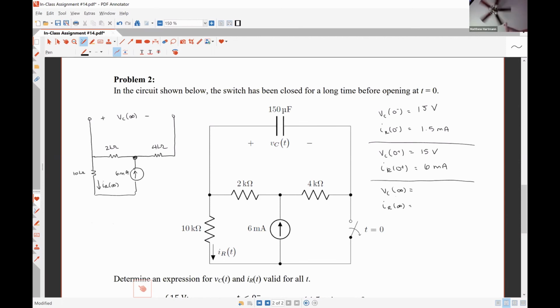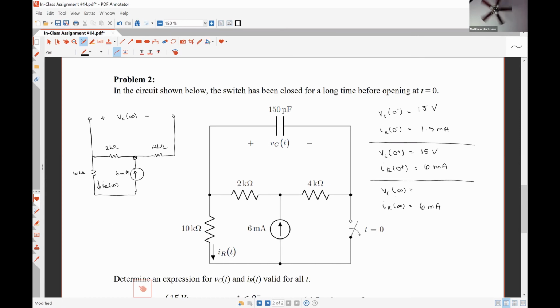Did removing the voltage source that was representing the capacitor at t equals 0 plus in any way change the relationship between the current IR and the current flowing through the current source? No. The 10 kilo ohm resistor is still in series with the 6 milliamp source, so IR must still be 6 milliamps. So how would we go about determining VC at infinity?